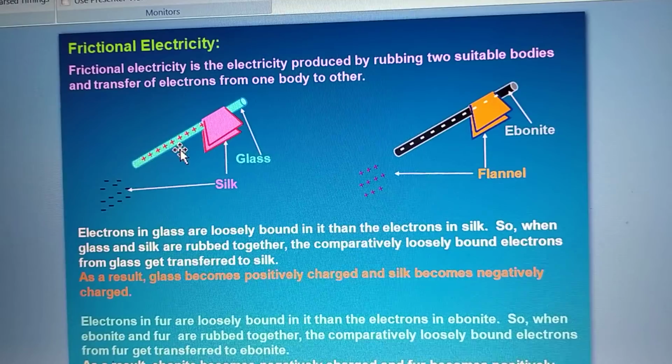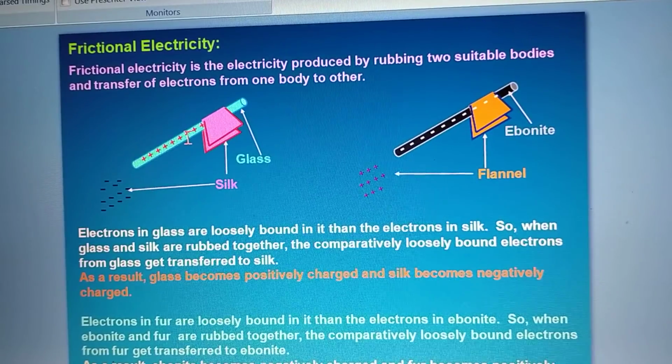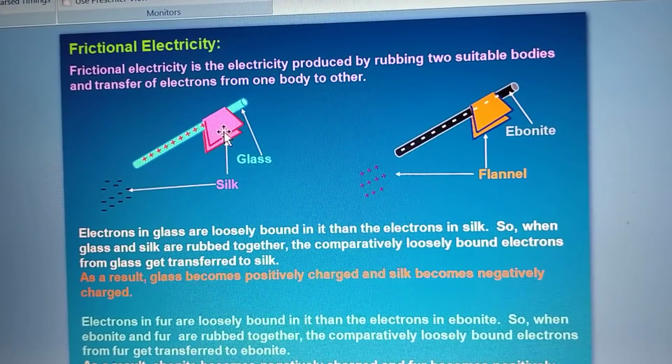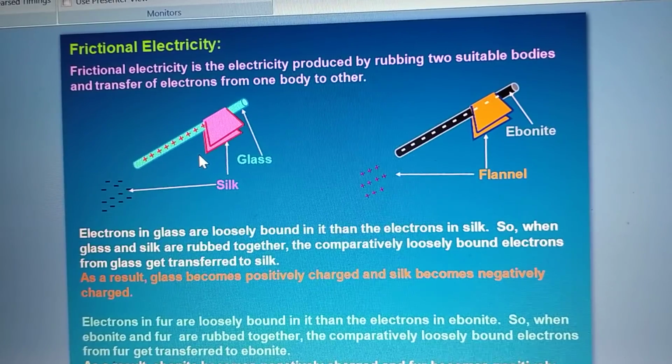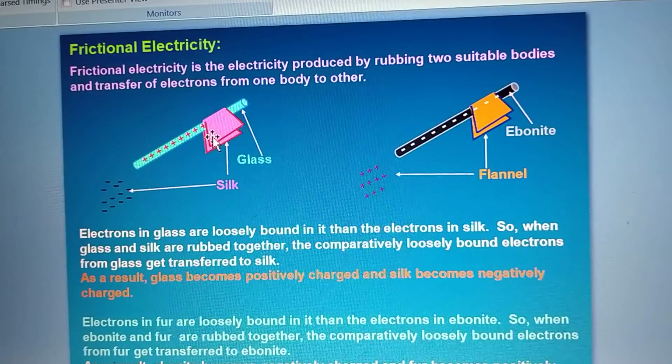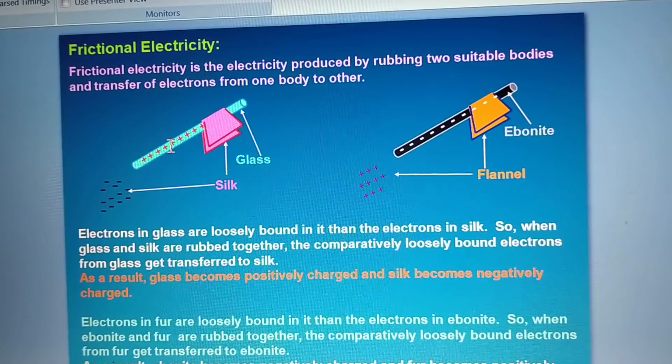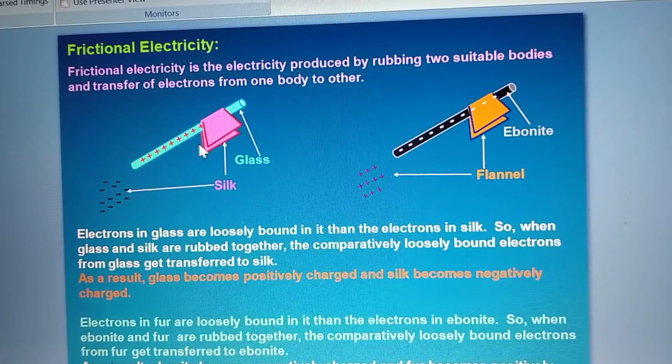Hence, a deficiency of electrons is created at the glass rod. That's why the glass rod gets positive charge and the silk gets negative charge due to the excess of electrons. It depends on how loosely electrons are bound. In the glass rod, the electrons are bound loosely as compared to silk. That's why electrons are transferred from glass rod to silk.